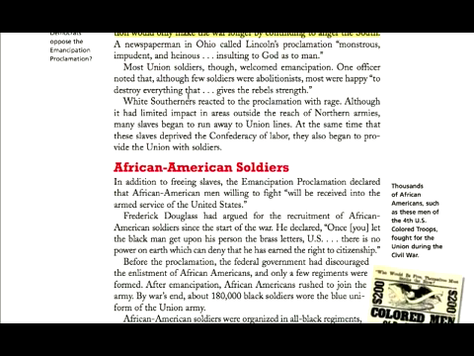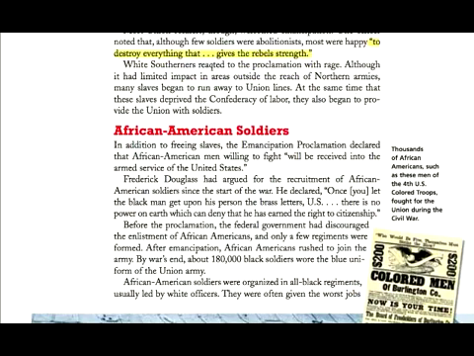Most Union soldiers, though, welcomed emancipation. One officer noted that although few soldiers were abolitionists, most were happy to destroy everything that gives the rebels strength. White Southerners reacted to the proclamation with rage. Although it had limited impact in areas outside the reach of Northern armies, many slaves began to run away to Union lines. At the same time that these slaves deprived the Confederacy of labor, they also began to provide the Union with soldiers.